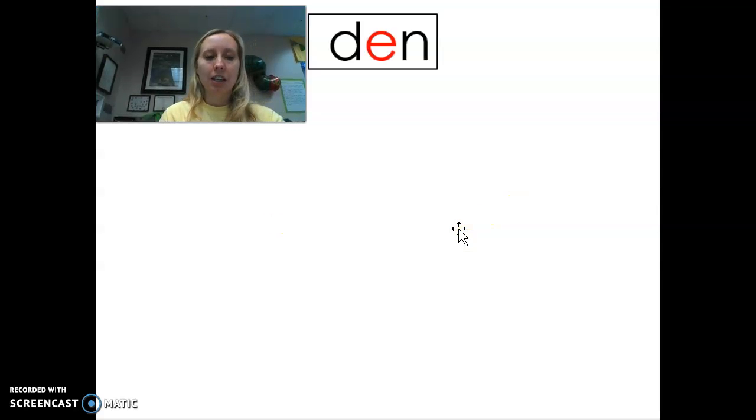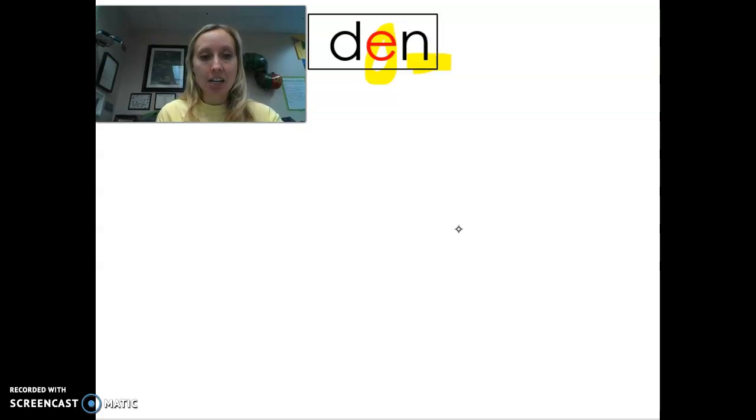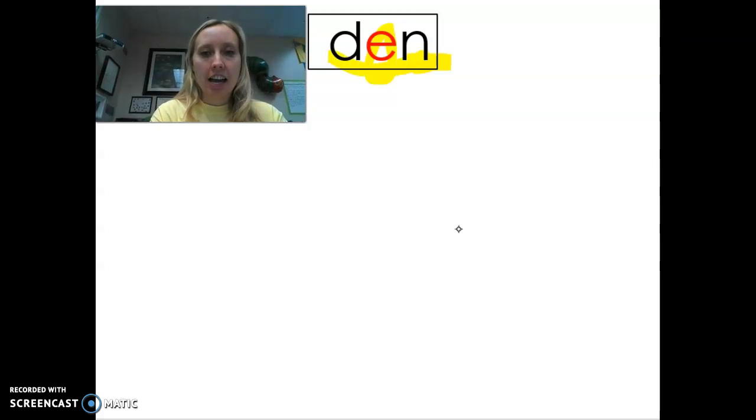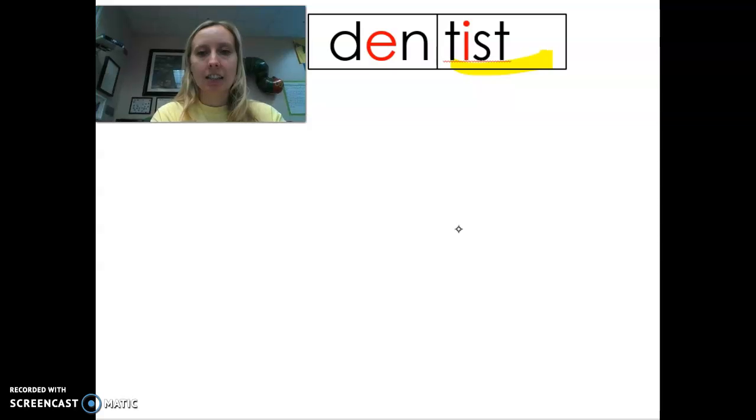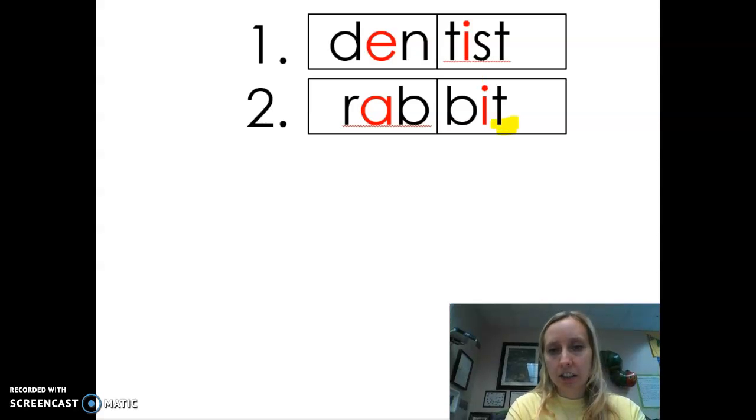Now, we've been working a lot this week on closed syllables. A closed syllable has a vowel followed by a consonant, and it generally makes the short sound of the vowel. So this is den, closed syllable, tist, closed syllable, dentist. Okay, let's look at some more. Rab, vowel, consonant, closed syllable. Bit, vowel, consonant, closed syllable. Read it. Rabbit.